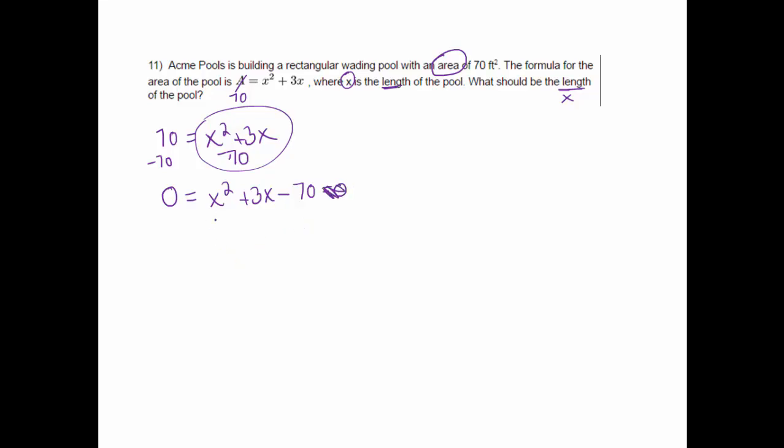I notice that this factors quite nicely, so I'm going to do factoring, but again, I'll do the quadratic formula as well. So I have x, I'm looking for negative 70. I know that 10 times negative 7 will equal negative 70 and add to give me 3. So it's going to be plus 10 minus 7. And then using the zero product property, I get x equals negative 10 and x equals positive 7.